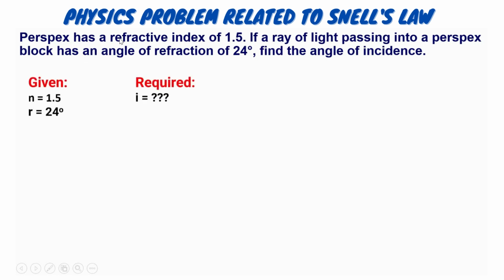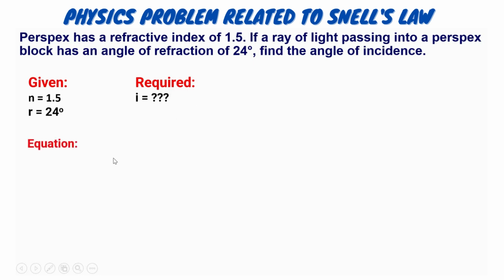To solve the problem, first we need to identify correctly the given variables. For n, we have the refractive index of 1.5. For r, which is the angle of refraction, we have 24 degrees. For the required, we are asked to determine the angle of incidence.